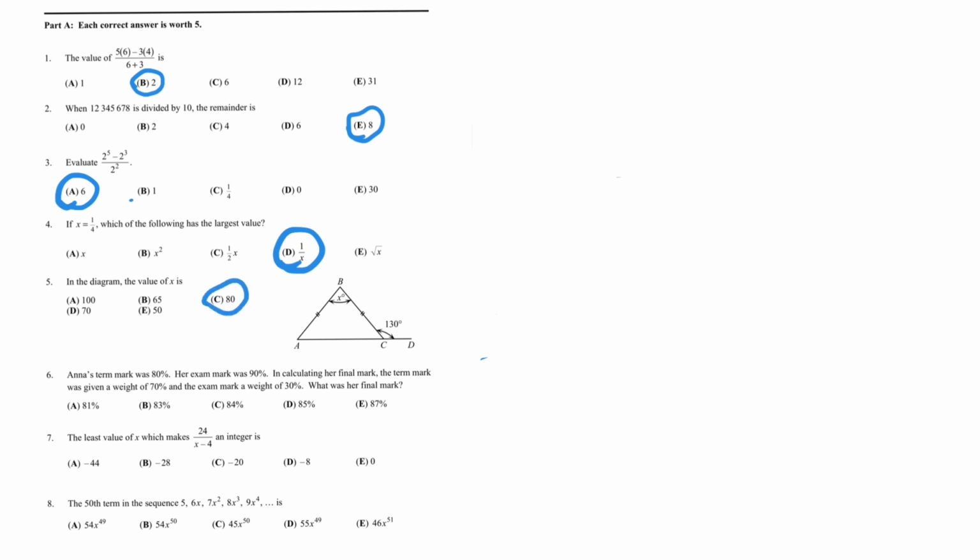Number 6. Anna's term mark was 80%. Her exam mark was 90%. In calculating her final mark, the term mark was given a weight of 70% and the exam mark a weight of 30%. What was her final mark? The term mark was 80%, and this gave a weight of 70%. So 70% of 80 is the contribution to the final mark.